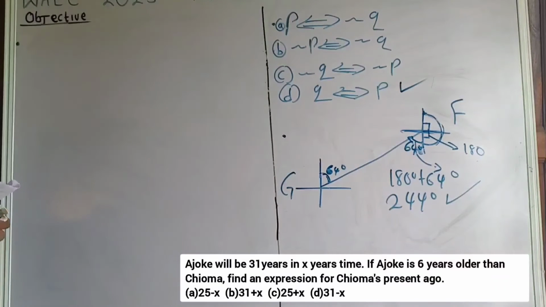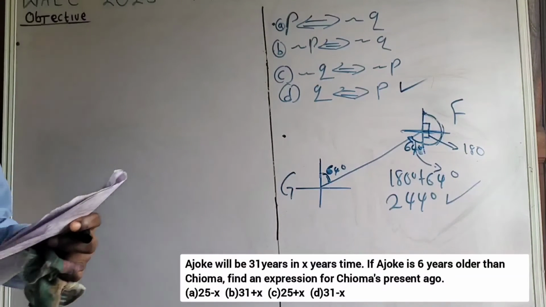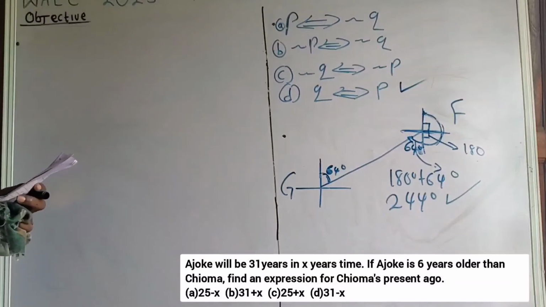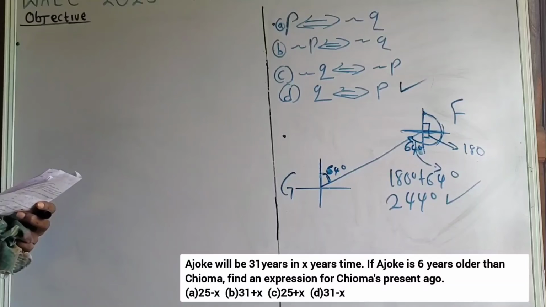Okay, please pay attention. Look at the first statement. This question is coming from a topic known as word problem. So in word problem, the ability to interpret the question is very important. Now, Ajoke will be 31 years in X years' time.